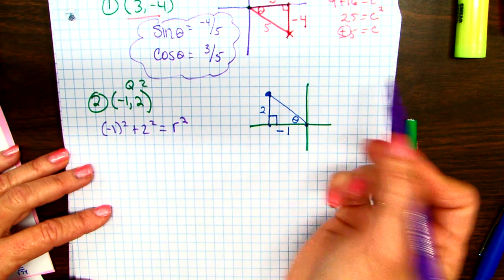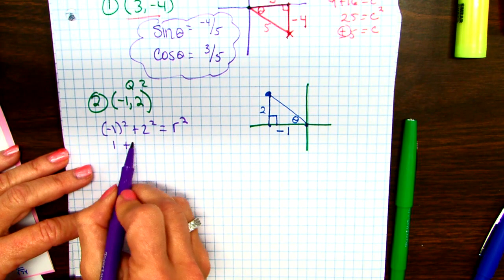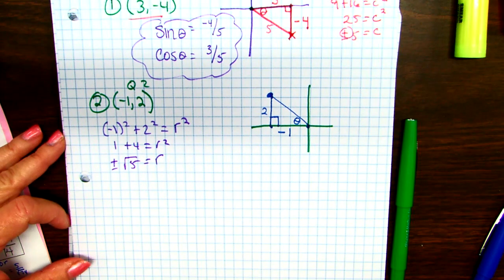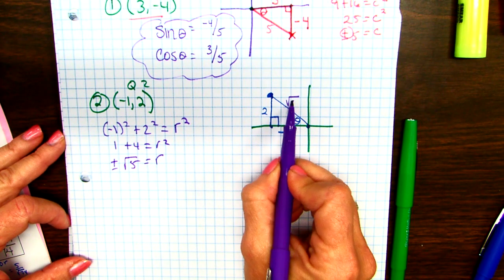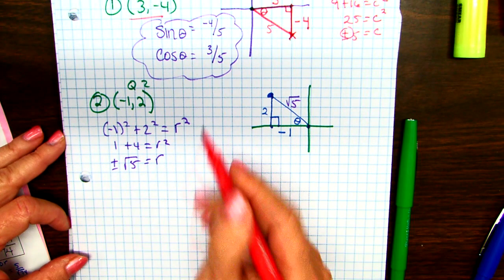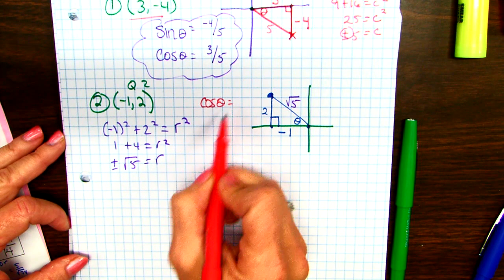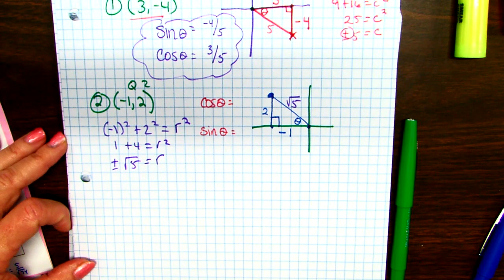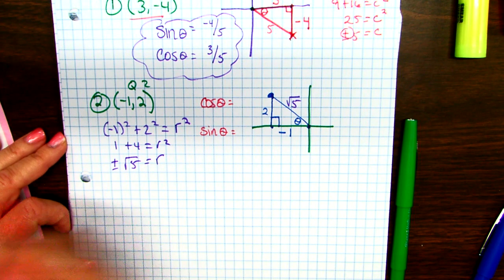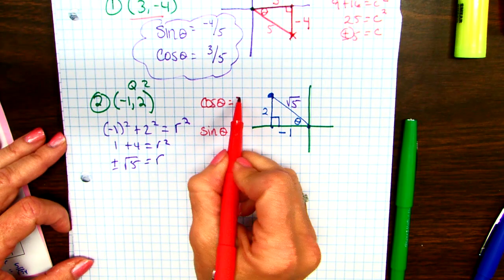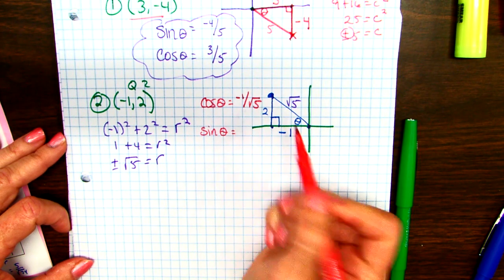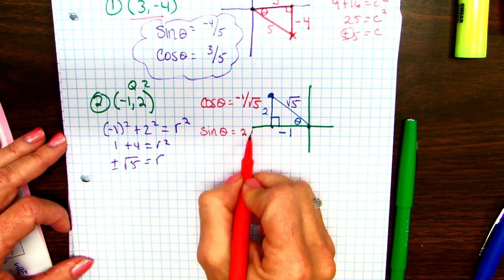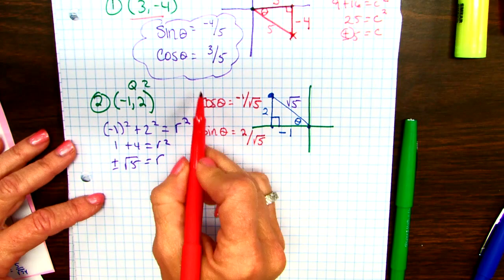So I changed it to r, whatever you want to call it. 1 plus 4. So I get plus or minus the square root of 5. Positive. Answer. I switched it up. I put cosine first. Be ready for that. Adjacent over hypotenuse. Leave the radical there if you want. Sine. Opposite over hypotenuse.